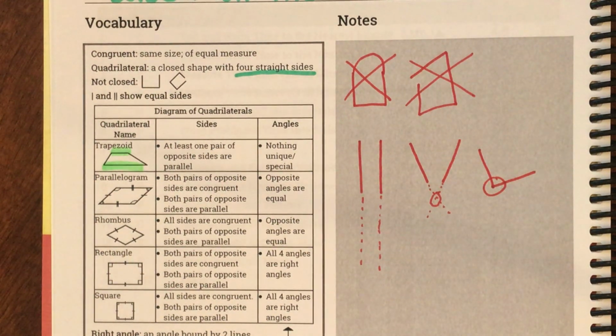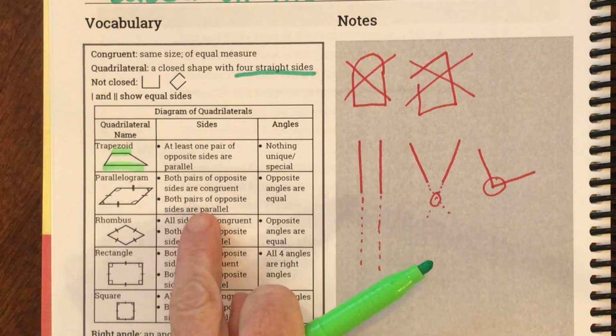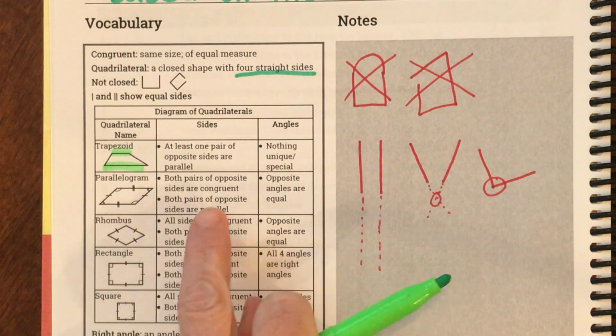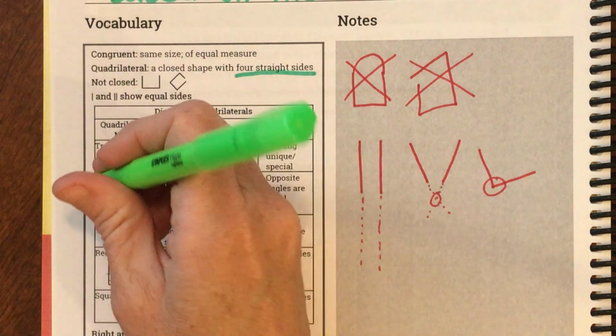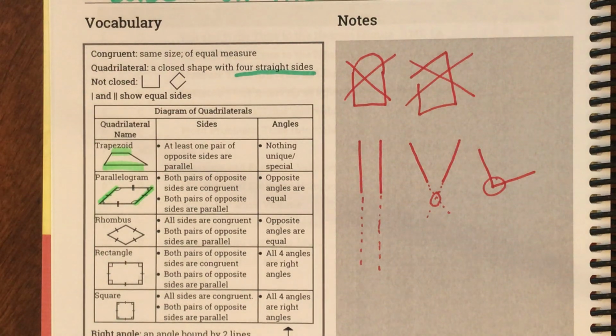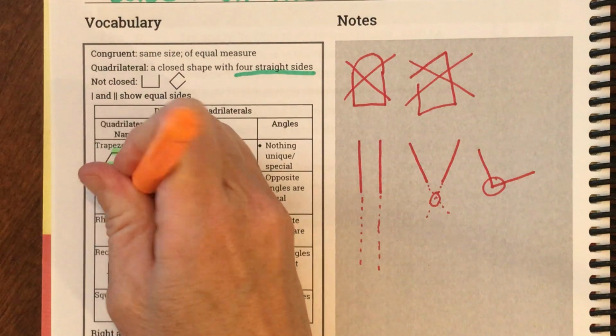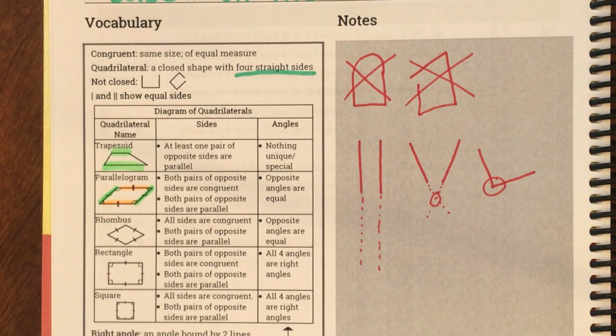Okay, our next word is a parallelogram. It says both pairs of opposite sides are congruent. Both pairs of opposite sides are parallel. Okay, so both sides are congruent means they're equal. So this line and this line or side, they're congruent, which means they're exactly the same size, but they're also parallel. They're never going to touch. And then this side and this side are congruent, which means they're exactly the same size, and they're also parallel, which means they'll never touch.